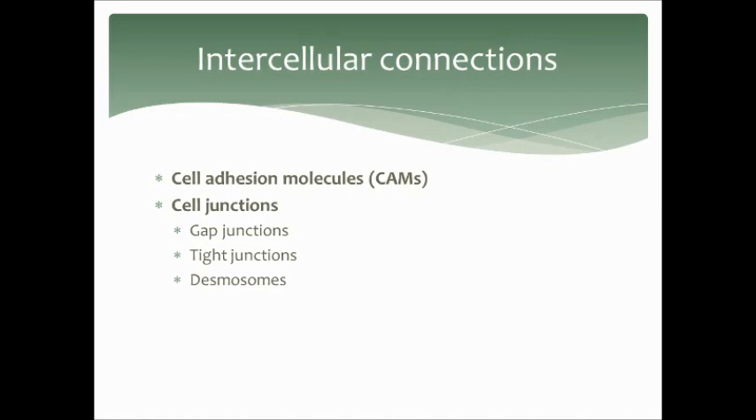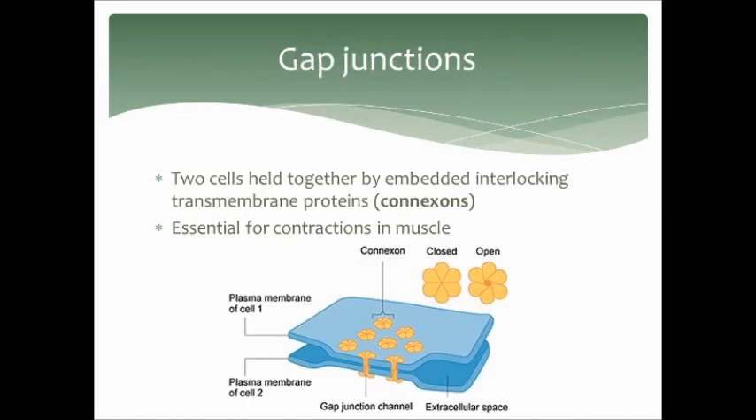So how are these cells connected to each other? By cell adhesion molecules, or CAMs. CAMs are going to bind to each other and extracellular materials to allow for these cells to be pretty close together. Then there's also 3 different types of cell junctions: gap junctions, tight junctions, and desmosomes. Gap junctions are connections between 2 cells by these proteins called connexons. These are essential for contractions in muscle, so they're found in other tissues other than just these epithelial tissues. They're found in muscle tissues as well.